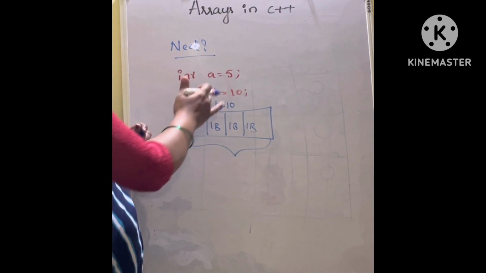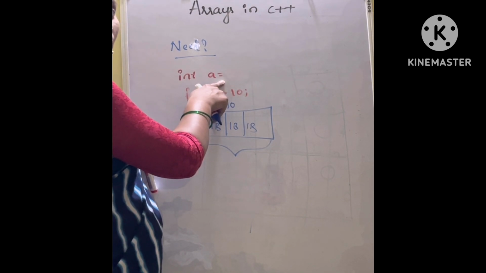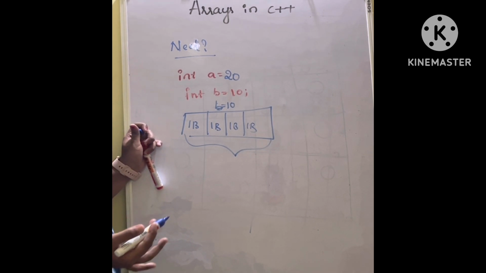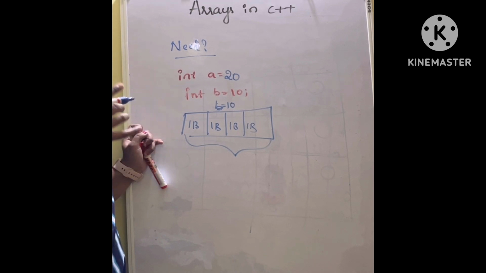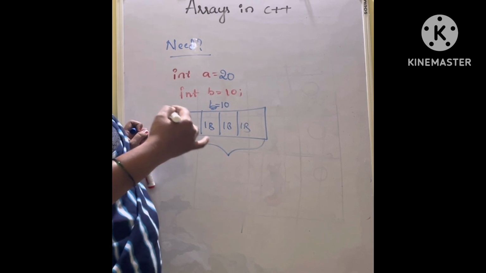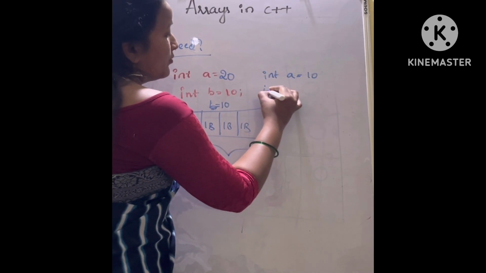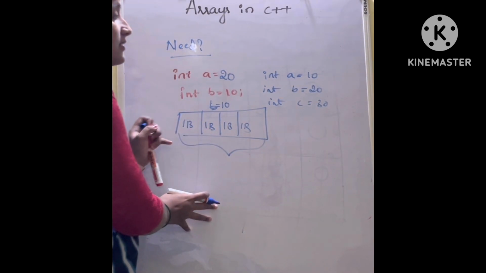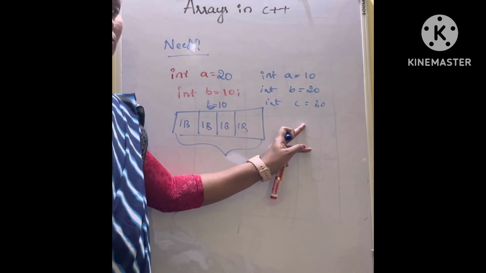Suppose I want to store one more value, 20, in a. What should I do? I should overwrite this and write 20 here. I can't store more values in a single variable. That is not possible. Suppose I want to store 3 values in a single variable. Is it possible? No. What I have to do is take separate variables: int a = 10, one more variable int b = 20, and int c = 30. Like this, however many values you need, that many variables of that data type we have to take.